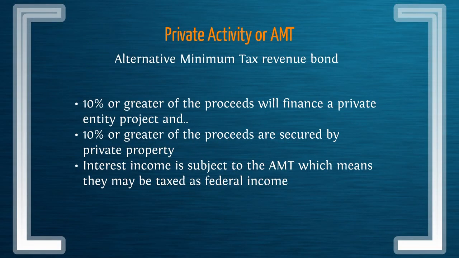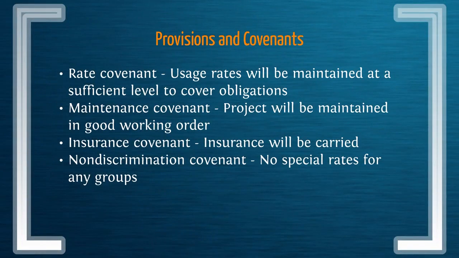There's private activity or AMT bonds. In this case, the bonds have been issued to finance a private project, so they no longer get the full benefit of tax exemptions. This is 10% or greater of the proceeds of the bond, of the revenue project, I should say, or 10% or greater of the proceeds are secured by private property, not the issuing government entity. And they're called AMT bonds because they're now subject to the alternative minimum tax, which means they can be taxed as federal income.